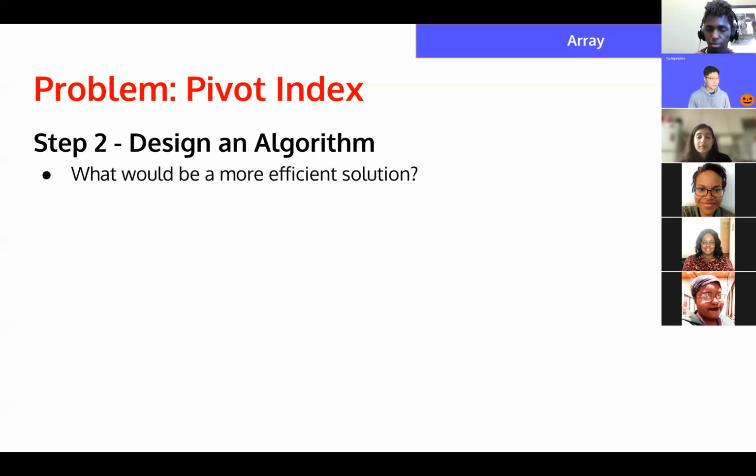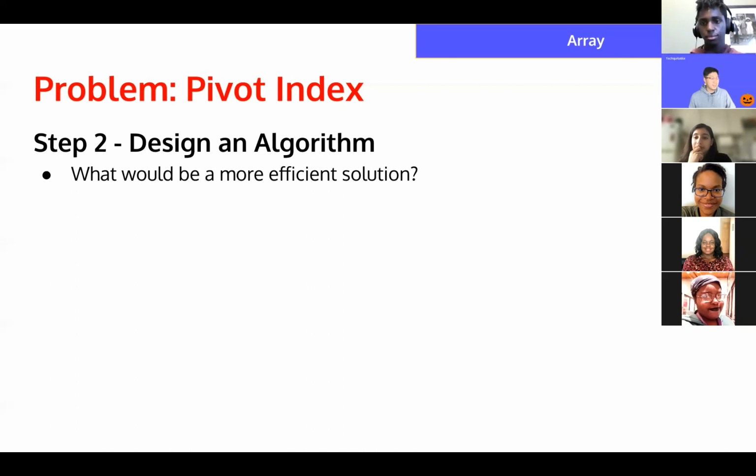Oh, sorry. I was going to suggest having the sum of the whole array first and then subtracting as you move through the different integers, and then, well, no, I don't think that would make sense.